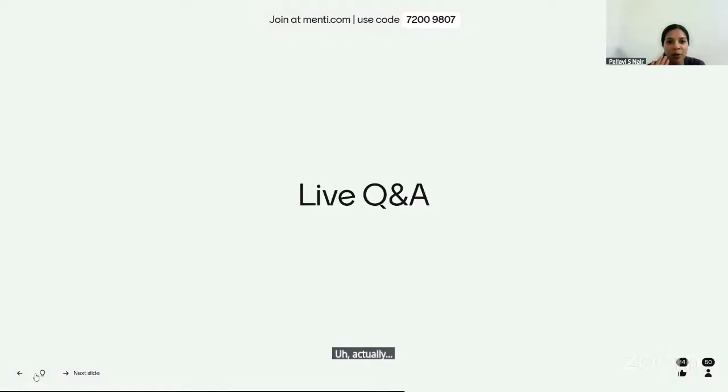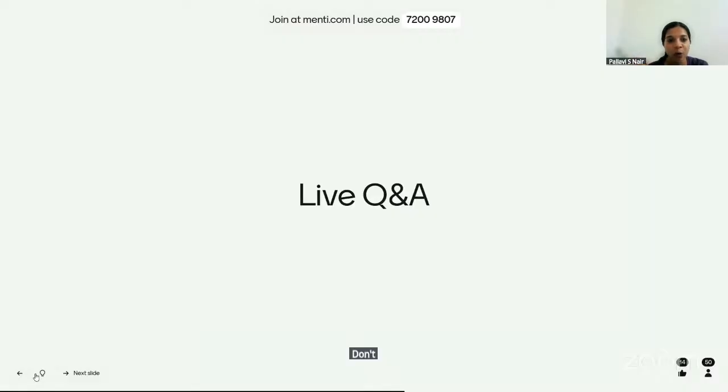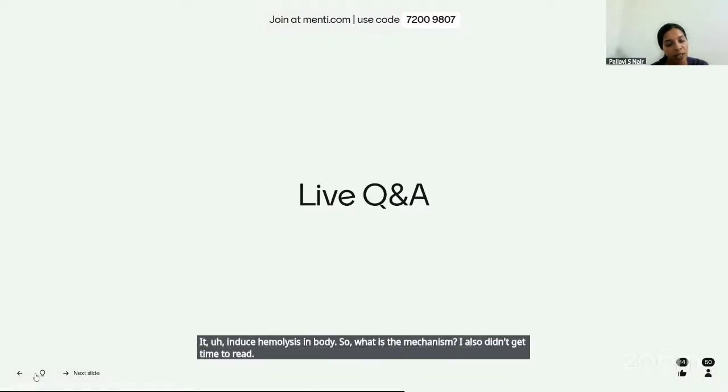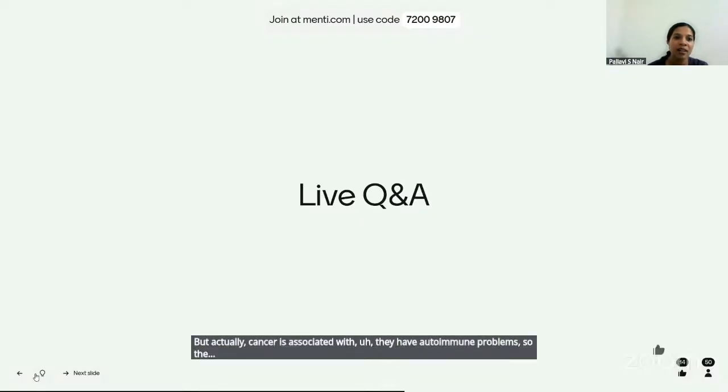Actually, whatever you have told, I just had a Google search with some papers, I don't have time to go inside. But some cancers induce hemolysis in the body. So what is the mechanism? I also didn't get time to read. But actually, cancer is associated with autoimmune problems. So the RBCs start lysing, and that is also a problem in cancer patients.